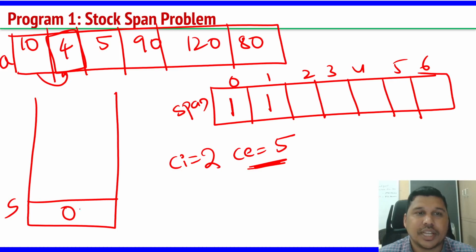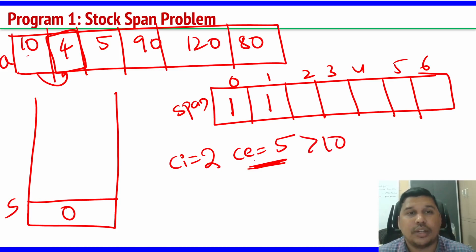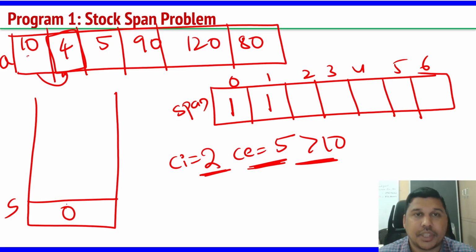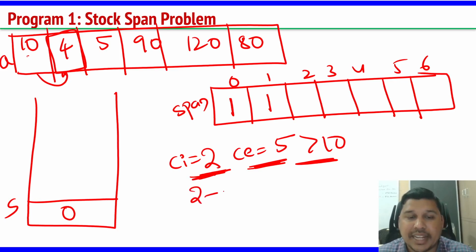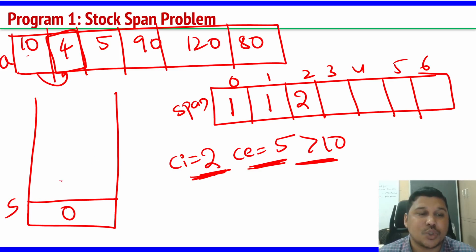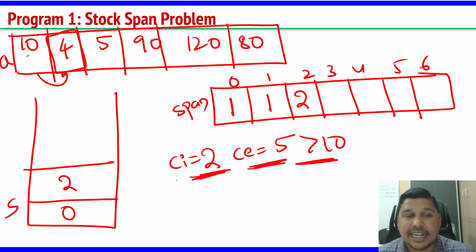The stack top is 0. What is the value here? 10. Is 5 greater than 10? No, it failed. Whenever it fails, you substitute the difference of the current index minus the stack top index. The difference of the current index 2 minus the stack top value, that is 0. That 2 you place it here. After this, I have to insert the current element 5's index, that is 2, onto the stack.